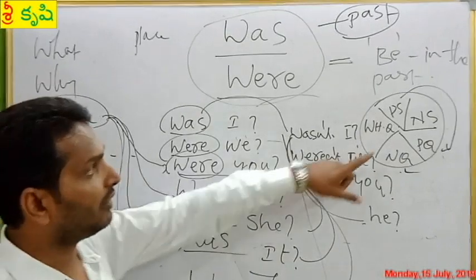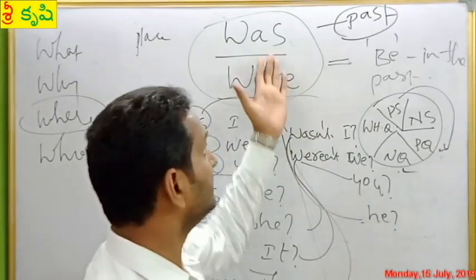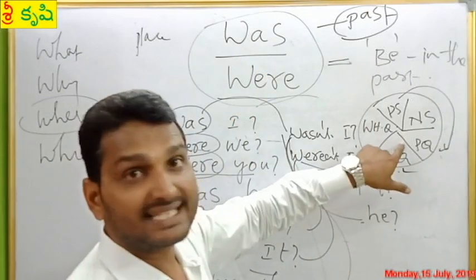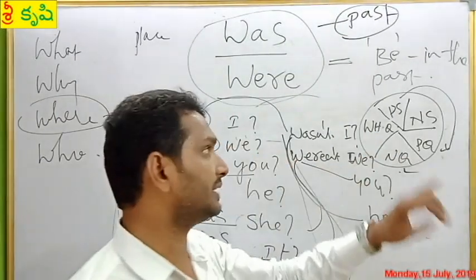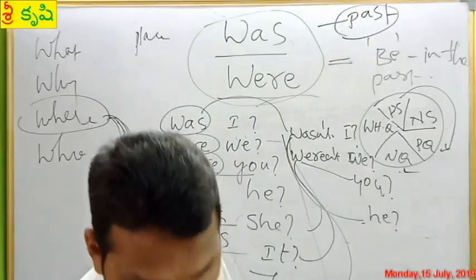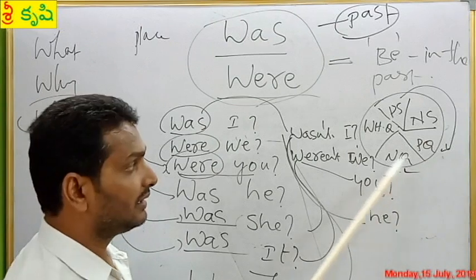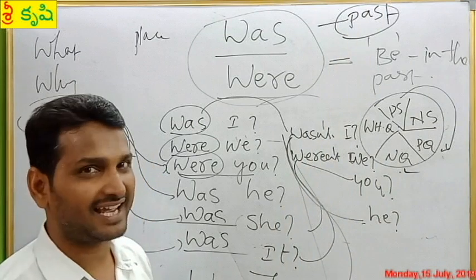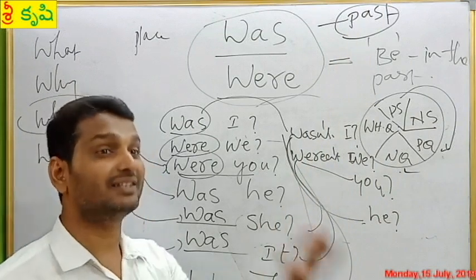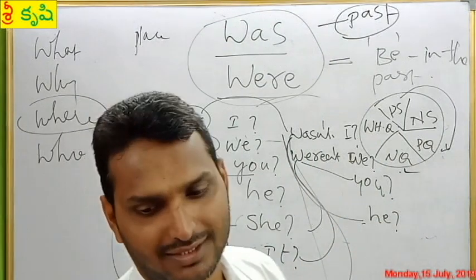We have done so far the cycle of making sentences with was and were with this structure. Please bear this point in mind. Was, were, I wasn't. Positive question: Was I? Negative question: Wasn't I? WH type question: Where was I? Or else, where were you? Or where was he? Where was she? Like this, we can make questions.